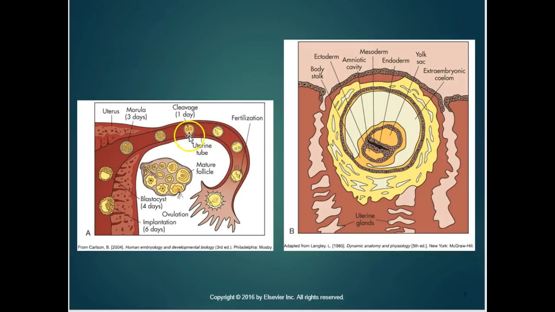You have cleavage, which is a split egg. It looks like 2 cells. The morula is about 3 days. And then you're going to have a blastocyst. This one we really start to see that there's major changes, and it's going to implant in the endometrial lining, which is now called the decidua. Implantation is from 6 to 10 days.